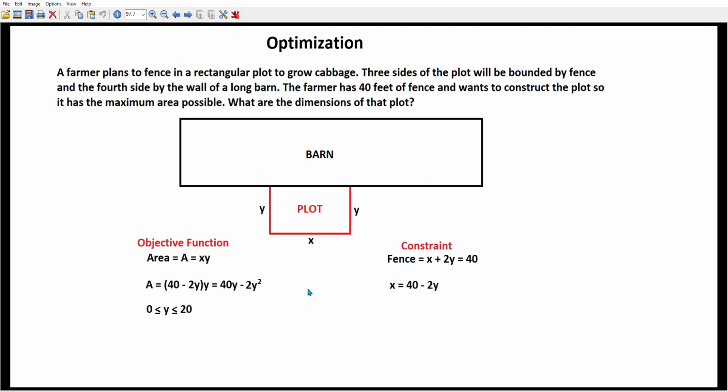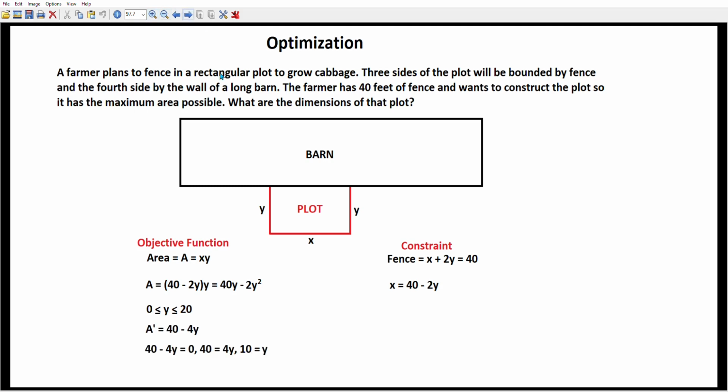The other constraint is that x can't be negative, and that would end up being the case if y were bigger than 20. When y equals 20, this is this silly run out 20 feet, run back 20 feet, plot of size 0. Nonetheless, it's possible. Now what's nice about this is we now have a differentiable function of a single variable on a closed interval. And we know how to maximize and minimize those.